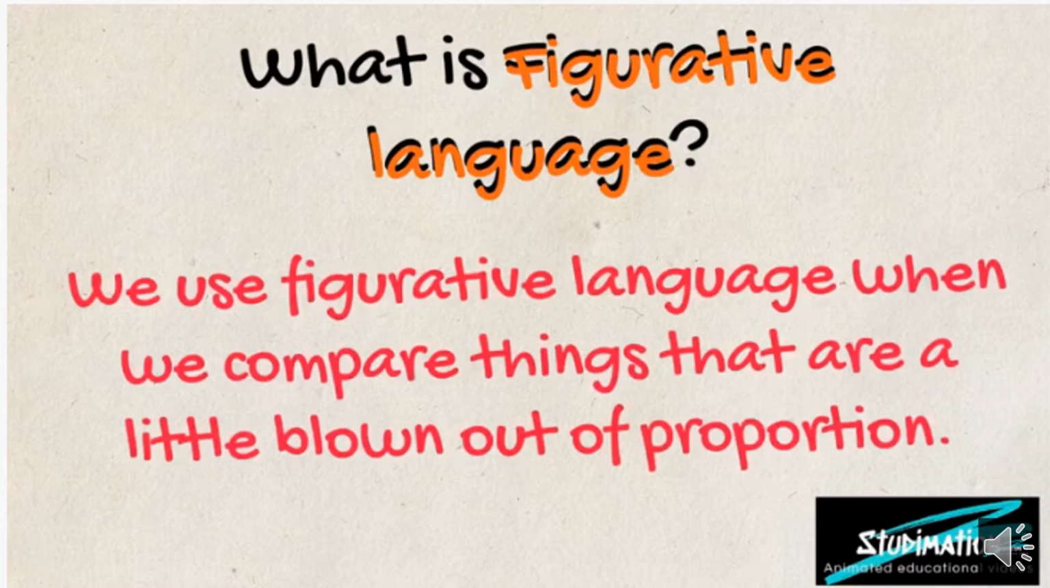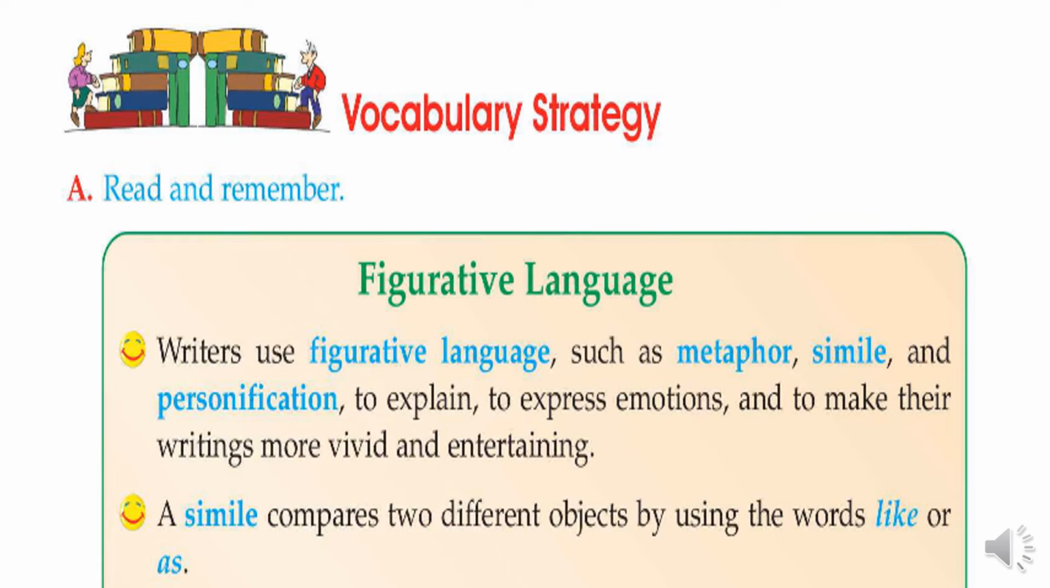We use figurative language when we compare things that are a little blown out of proportion. So we use figurative language to explain, to express emotions and feelings, and to make the writings more vivid and entertaining. Writers use figurative language such as metaphor, simile, and personification to explain, to express emotions and feelings, and to make the writings more vivid, colorful, and entertaining or interesting and fun for the reader to read.